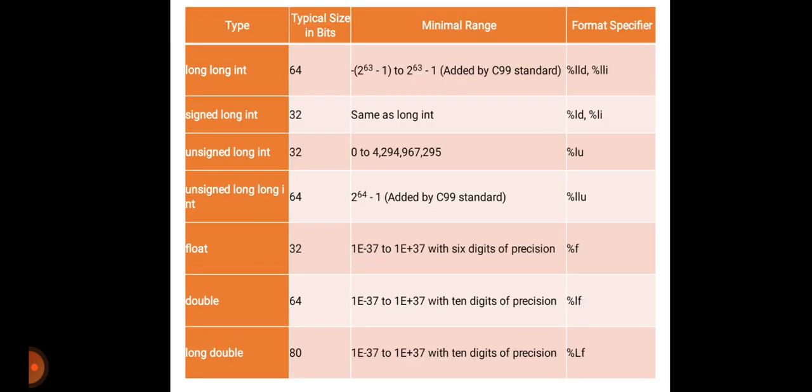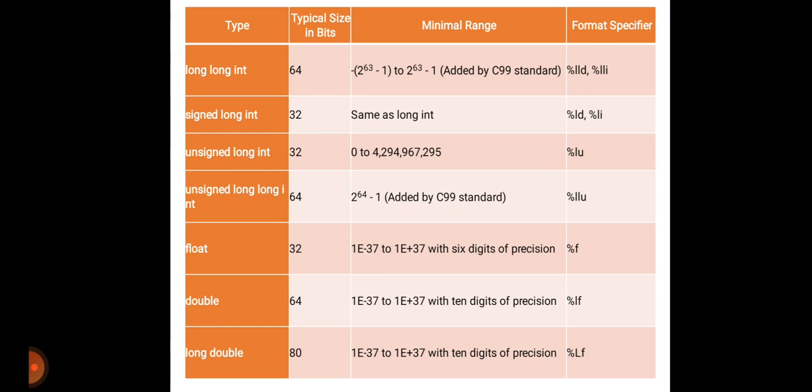The next one is the long long integer, which is 64 bits in size. The range for this is -2 raised to 63 to 2 raised to 63 minus 1, which is added by the C99 standards. The format specifiers for this are %lld and %lli.